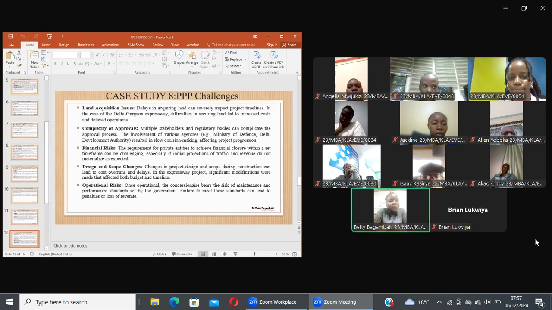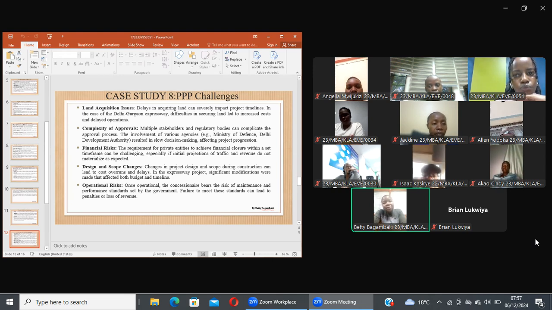I am Betty Bagambaki. I'm taking us through the challenges for this very project. We have land acquisition issues, complexity of approvals, financial risk, design and scope changes, as well as operational risk. Under land acquisition issues, there were mainly delays for this project because they had to shift structures, the spiritual structures, physically. This actually increased the cost and delayed the operations of the project.